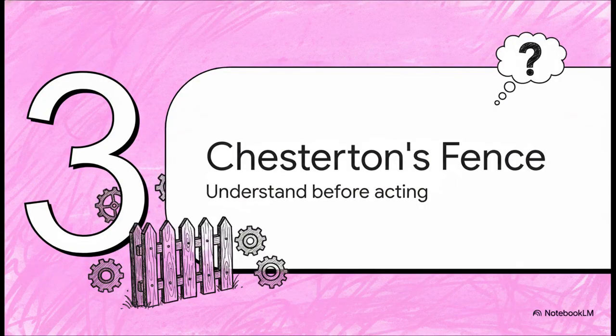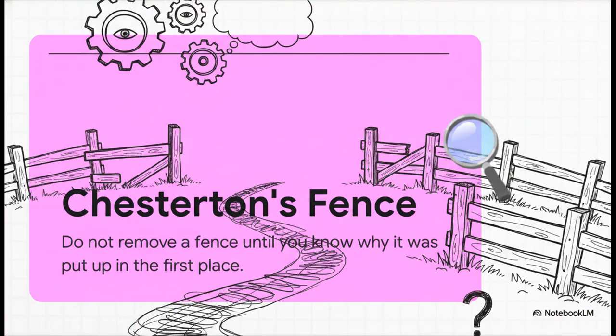All right, Part 3, Respecting Chesterton's fence. The golden rule here? Understand before you act. So Chesterton's fence is this brilliant classic warning. It basically says that you should never, ever remove a fence until you know exactly why it was put up in the first place. Think about it.